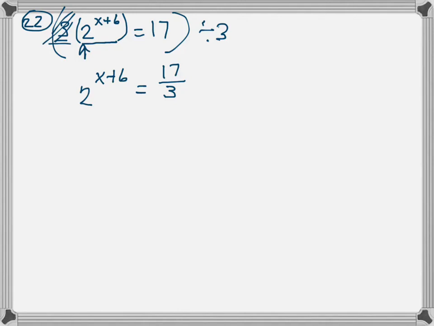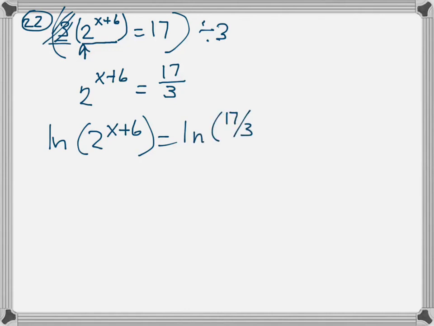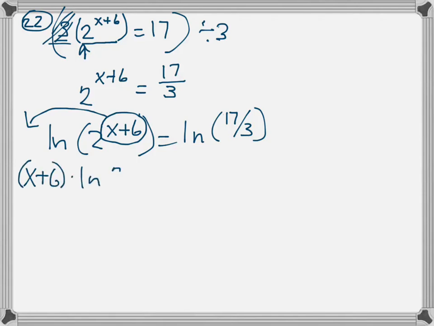Okay. All right, so let's take the log of both sides. The natural log of 2 to the x plus 6 is equal to the natural log of 17/3. Okay, again, natural log and 2 do not cancel out, so I'm going to use that property again to pull out that x plus 6 business. X plus 6, it's going to be in parentheses, times the natural log of 2 is equal to the natural log of 17/3.